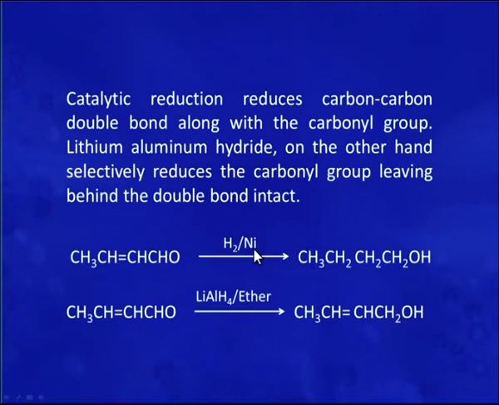if we reduce by the catalytic method, the resultant molecule is normal butanol, that is, both the carbonyl group is reduced as well as the double bond is also reduced. But if we reduce the same molecule with lithium aluminum hydride, then only the carbonyl group is reduced to a primary hydroxy group, whereas the double bond remains intact. So, the use of a proper reducing agent results in the formation of our choice compound.